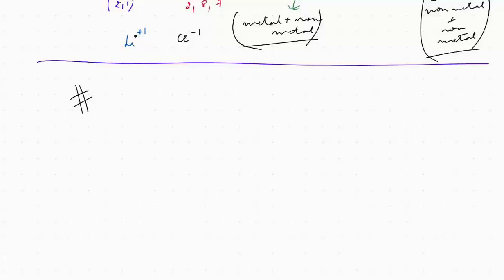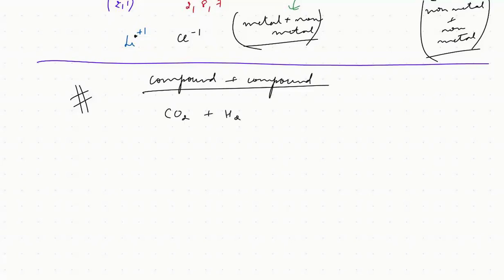Now just understand. There is another combination reaction, which is nothing but compound plus compound. How does it work? Just see. Let's suppose I have CO2 plus water. When you say CO2 plus water, what would you write down?